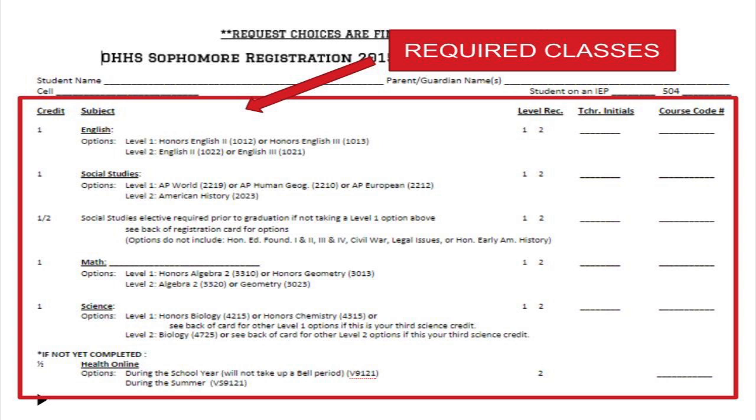I am now going to show you an example of a registration card. The top half of the card lists core subject areas and specific graduation requirements. You will choose classes from these areas with the recommendations of your teachers on recommendation day. These are your English, social studies, math, and science classes, as well as fitness education and health classes.